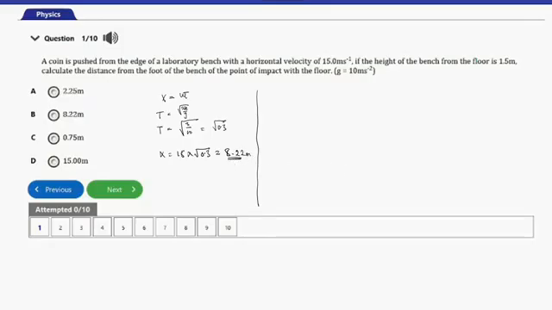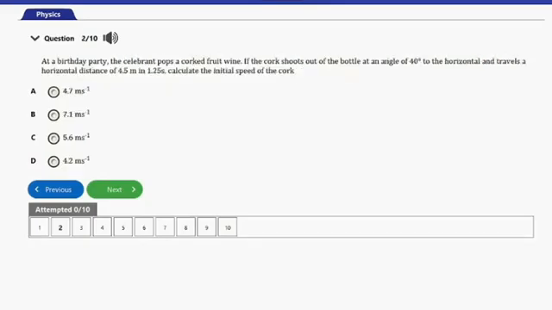So let's go ahead and consider the next question. The next question we have here is question number 2. It says, at a birthday party, the celebrant pops a corked fruit wine. If the cork shoots out of the bottle at an angle of 40 degrees to the horizontal and travels a horizontal distance of 4.5 meters in 1.25 seconds, calculate the initial speed of the cork.